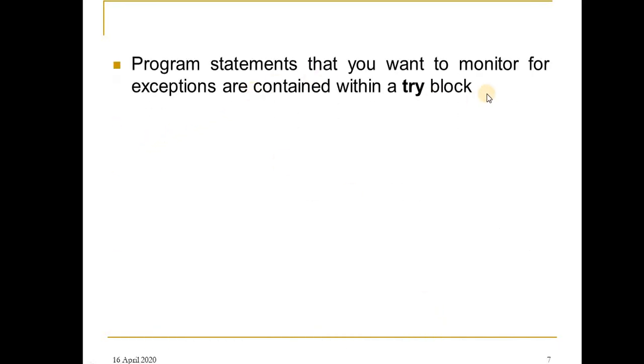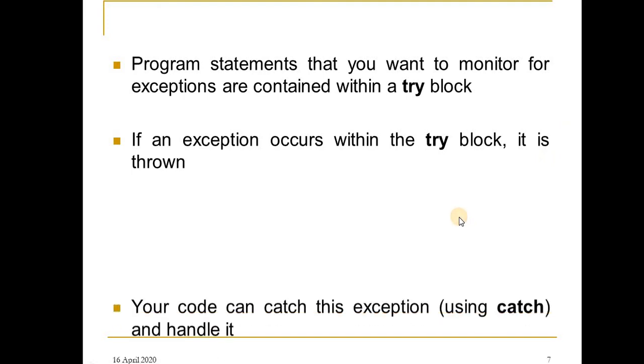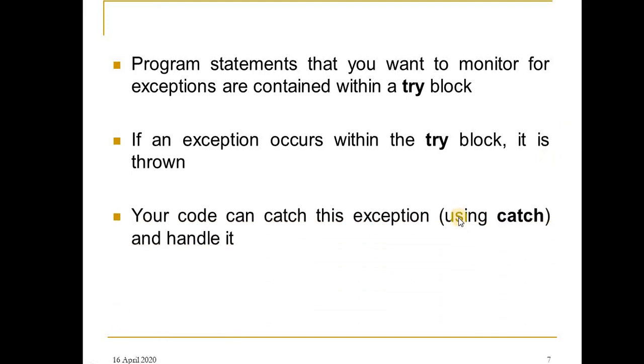Program statements that you want to monitor for exceptions are contained in the try block. So the statements where an exception may arise, such a statement you will put in the try block. If an exception occurs within the try block, it is thrown. Your code can catch this exception using catch and handle it. So the catch block is used to handle the exceptions that arise in the try block.